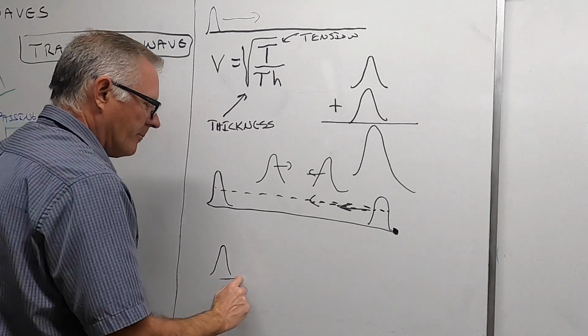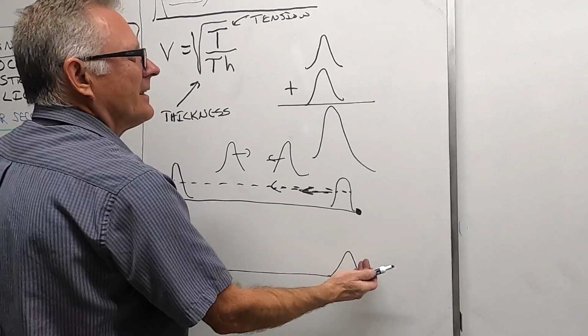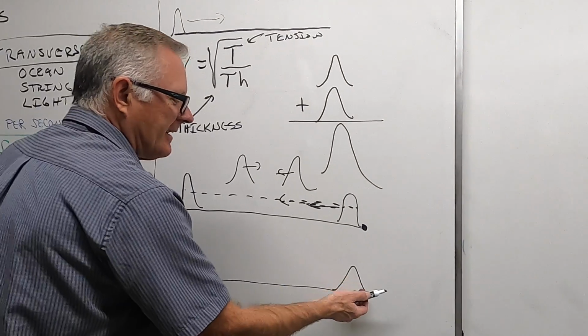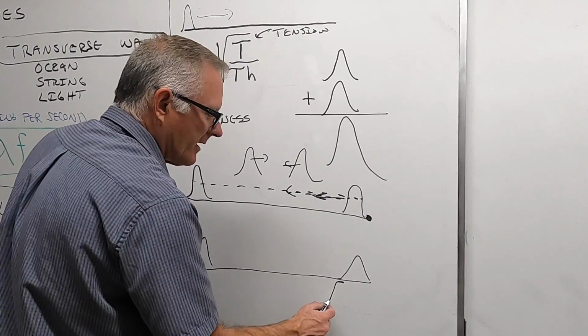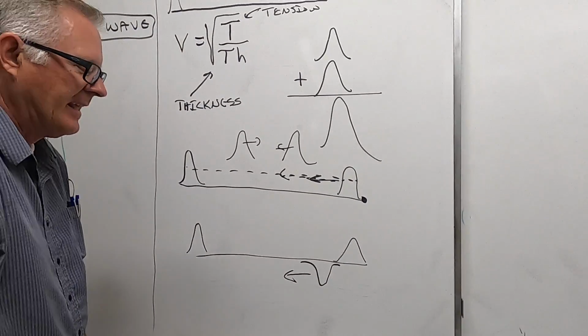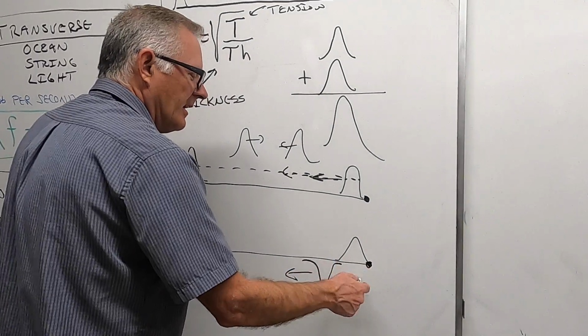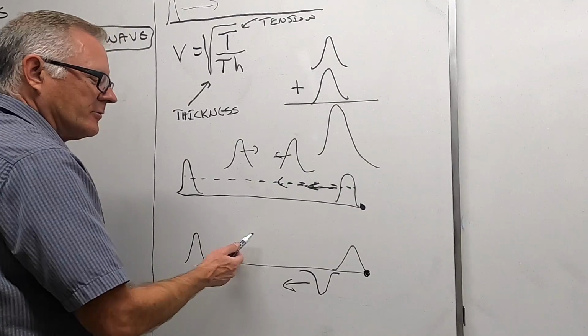Now, when I send a pulse down, when this pulse gets to here, it's going to try to pull it up, but it can't because it's tied down. And so what's going to happen is this thing's going to flip over and come back the other way right here. It'll flip back upside down. So if you tie it down, it comes back upside down. If you don't tie it down, it comes right side up.